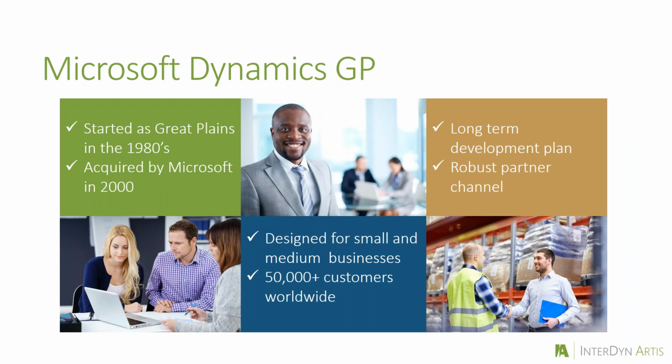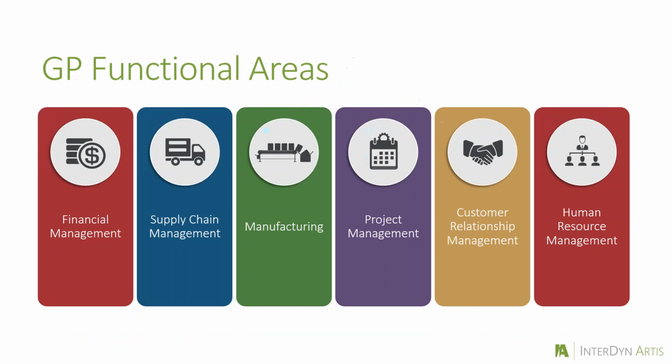Microsoft Dynamics GP was started as Great Plains in the 1980s, acquired by Microsoft in the year 2000. We talked a little bit about the size and who it's appropriate for. There's also about 50,000 customers worldwide. There is a long-term development plan for Microsoft Dynamics GP. It's not going anywhere. I'll show you the roadmap on the next slide. And there's a very robust partner channel. That means it's easy to find support. Working with a partner, you decide you don't like them for some reason, not going to be hard to find someone else to help out.